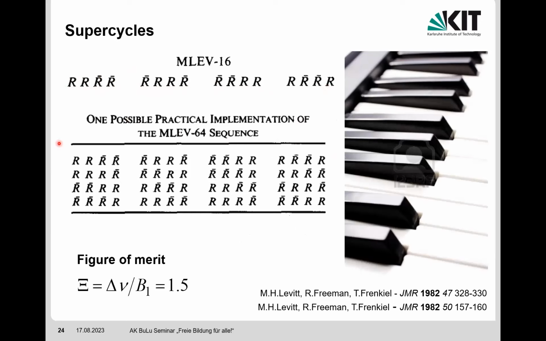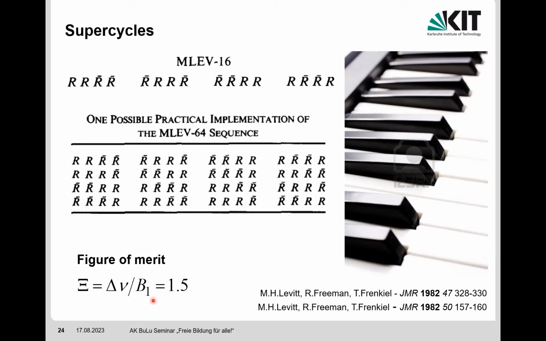And I think I even saw an MLEV-128 sequence once. But it's clear you can do this endlessly. But the real big improvement, I think you see up to 16 different phases. And well, then only tiny little improvements are seen later on. And with this pulse sequence, it was the first time worth to define a figure of merit. And this figure of merit, Xi here, that would be the bandwidth that you can decouple divided by the B1 field strength that you apply.